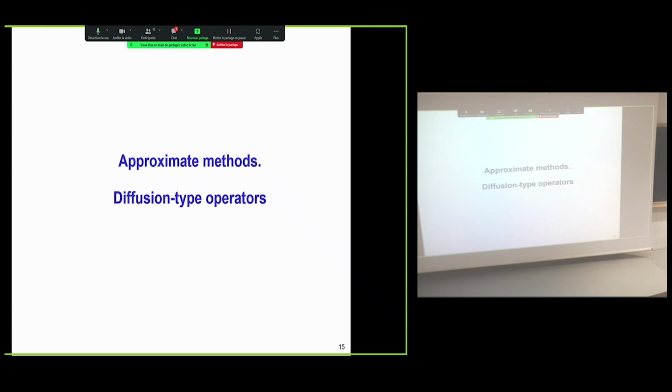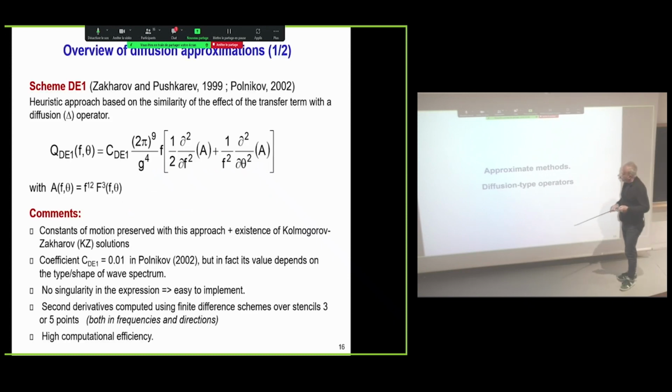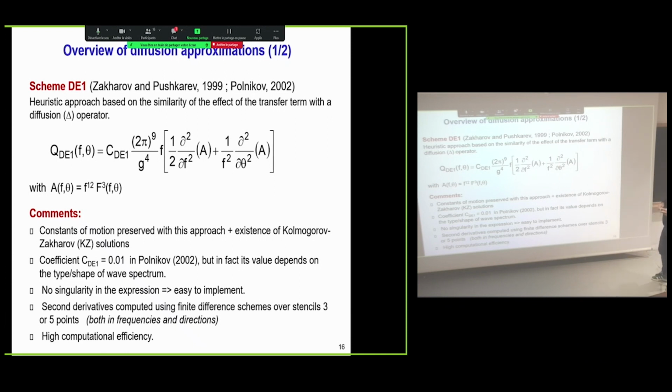Another idea was proposed to approximate this transfer term by using a diffusion type operator. So this was introduced by several authors, among them Zakharov and Pushkarev and Polnikov. And so it's, I would say, a kind of heuristic approach based on the similarity of the effect of the transfer term with a diffusion Laplacian type operator. So they propose to approximate the transfer term with this kind of formulation, where you can see a second derivative in frequency here and a second derivative in direction, so a diffusion type operator, which applies to this quantity A, which is some power of the frequency spectrum times the frequency. So they have shown that this formulation, although quite heuristic, has some merits.